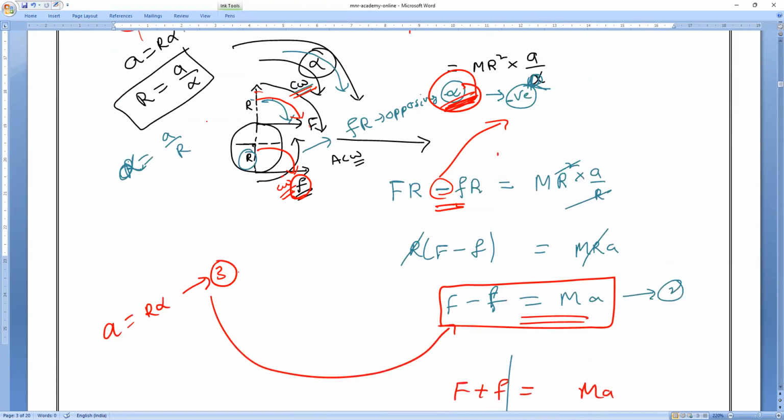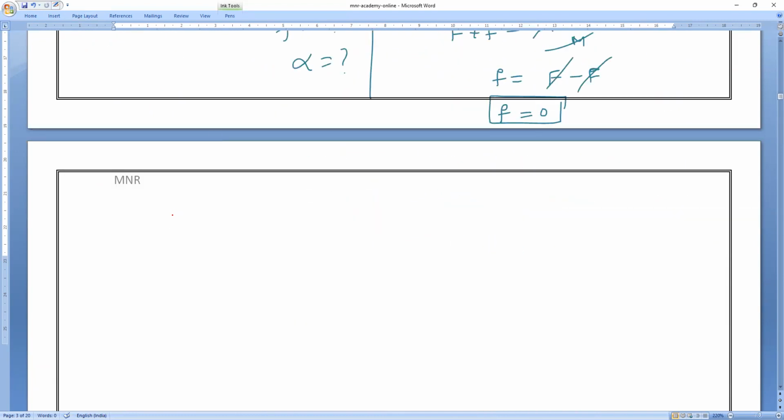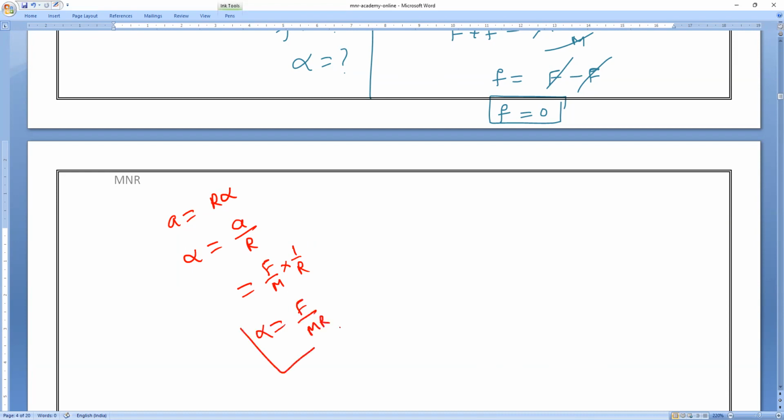Next, you observe from here, it is very important. The angular acceleration is alpha. We also have to find alpha now. What is the formula for alpha? We all know that. Third equation: A is equal to R alpha. Alpha is equal to A by R. Now we have A, so what is the A value? A is F by M. So F by M into 1 by R, which is equal to F divided by MR, which is equal to alpha. Clear, everybody?